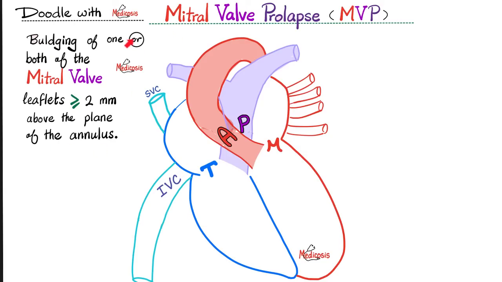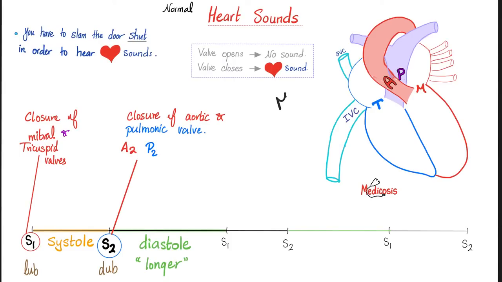Again, what is the definition of mitral valve prolapse? Bulging of one or both of the mitral valve leaflets 2 millimeters or more above the plane of the mitral annulus. Mitral valve prolapse can lead to mitral regurgitation. Regurgitation is failure to close. The mitral valve is expected to close during systole, and that's why mitral valve prolapse and mitral regurgitation are systolic murmurs.